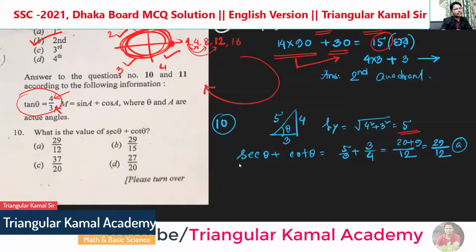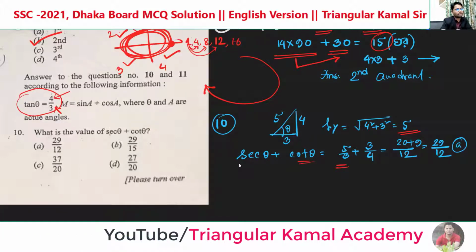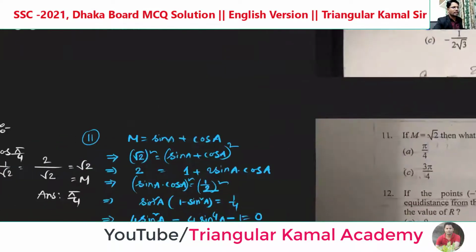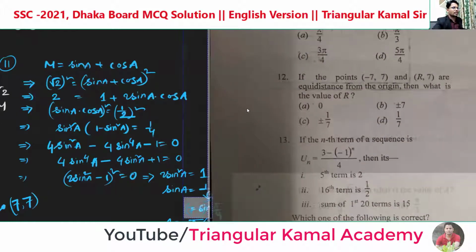So when the three sides are clear, put the values: cot theta is adjacent by opposite, and sec theta is equal to hypotenuse by adjacent. Doing the calculation, this answer will be 29/12, and this is A. So now the MCQs up to 10 are done. Now the next MCQ is number 11. m equals √2. In two different ways, we will solve this MCQ.